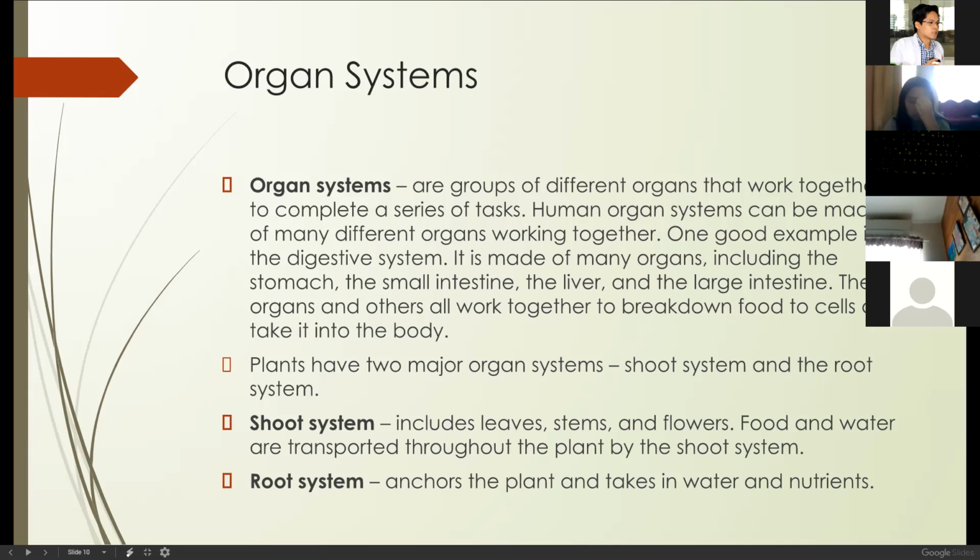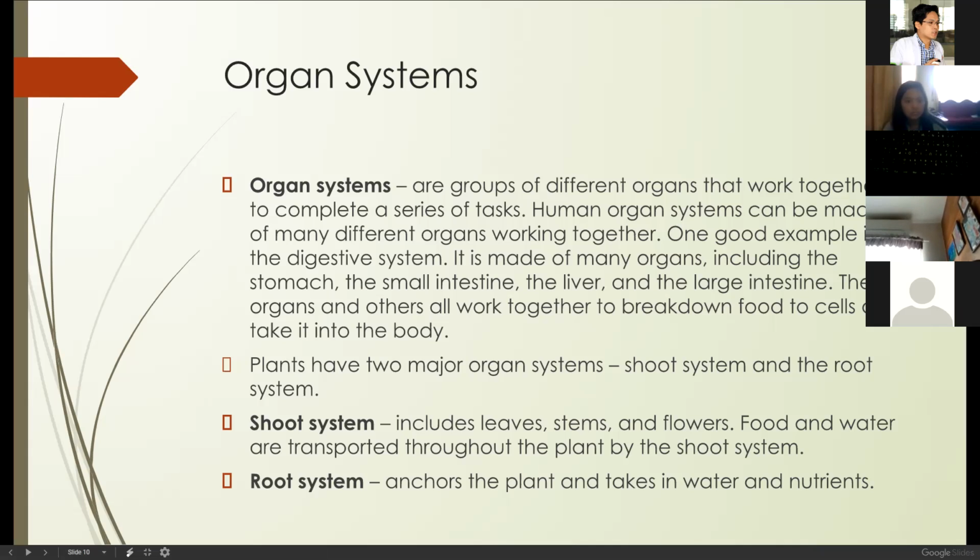What else? How about the nervous system? What's with the nervous system? Nervous system, we have the brain, the spinal cord, and what else? Nerves. Those are part of the nervous system. So again, when you group organs, it will create an organ system. Okay. Question so far?